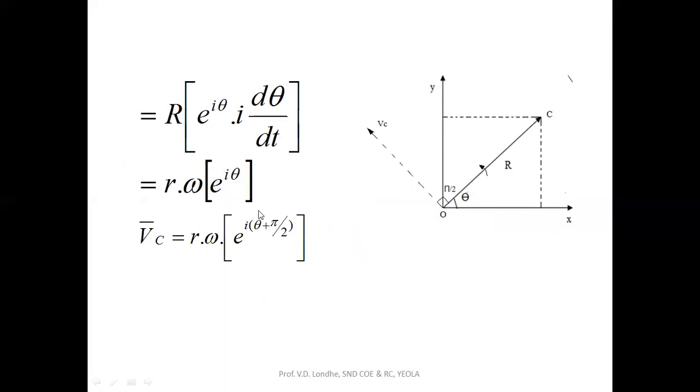Then afterwards, as I have told you, e raised to power i theta plus pi by 2 will be the unit vector which will be perpendicular, at 90 degrees with respect to the original position of the link. So this will give you the first velocity component, which is at 90 degree position with respect to this reference line. Reference line means the reference link here. In this way, you will be showing the velocity component, which will have its unit vector in this direction. So this is basically the velocity representation for this link.